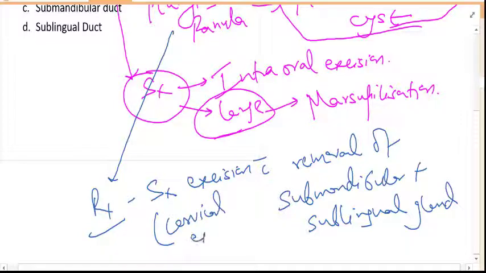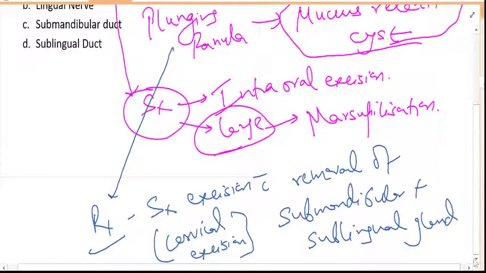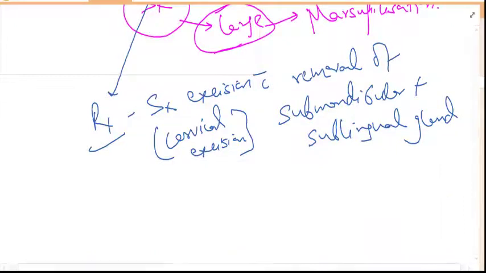So you will give a skin incision in the submandibular region at the neck part. In ranula treatment, skin incision is not given. You will go by the intraoral approach and remove the swelling. So that is an important point in the cause as well as the treatment of ranula and plunging ranula.